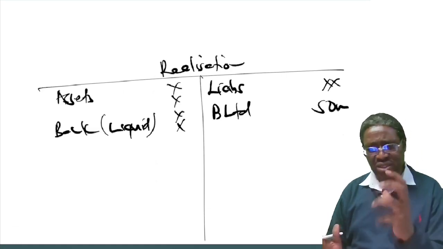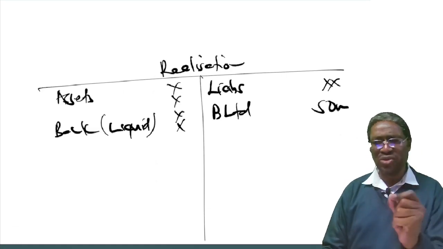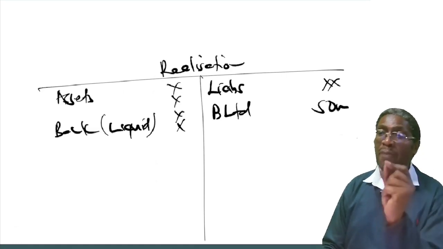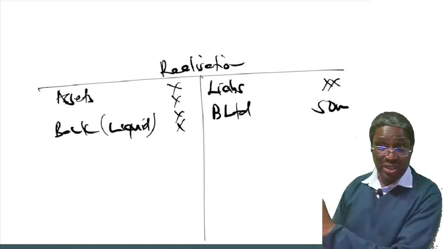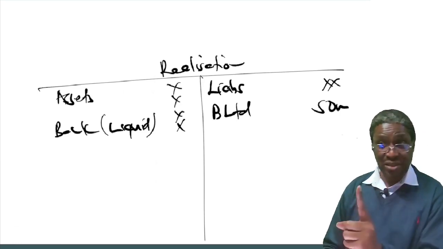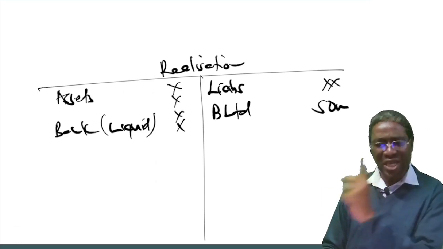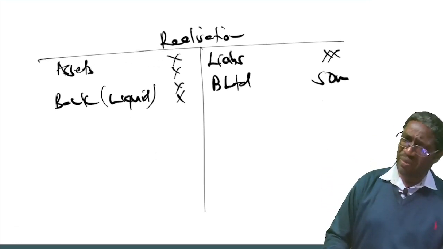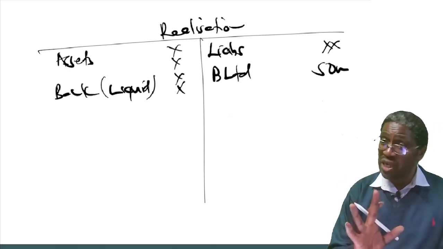So the point is this. If the question tells you that the liquidation expenses of company A were paid for by company B, then it means company A incurred it but never paid. They only incurred but never paid. So if they incurred but never paid, what do you do as company A?